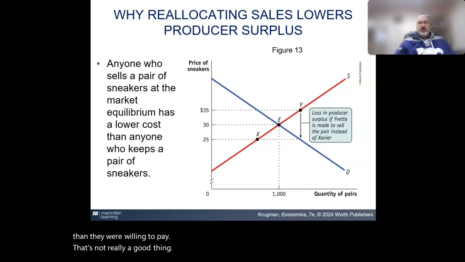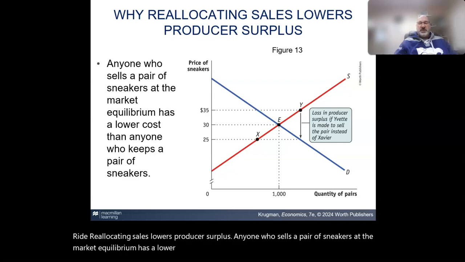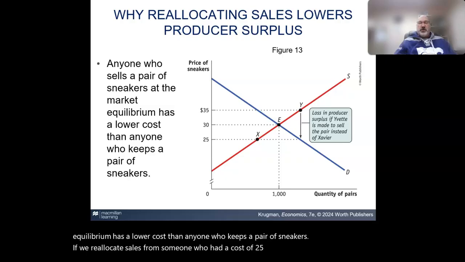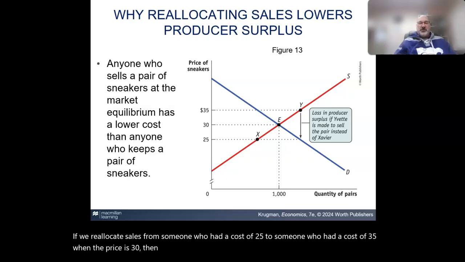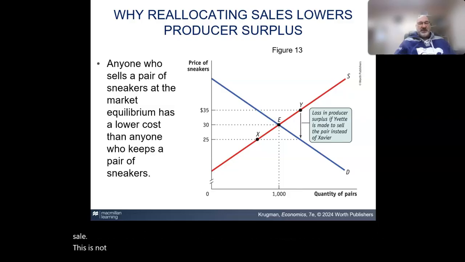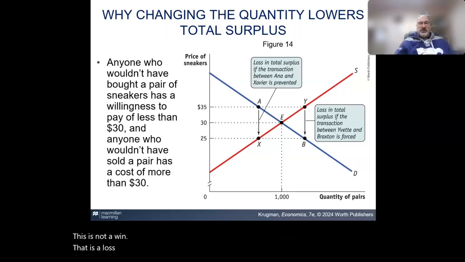Reallocating sales lowers producer surplus. Anyone who sells a pair of sneakers at the market equilibrium has a lower cost than anyone who keeps a pair of sneakers. So if we reallocate sales from someone who had a cost of 25 to someone who had a cost of 35 when the price is 30, then basically that person who had the cost of 35 is now losing $5 on the sale. This is not a win. That is a loss for that seller.